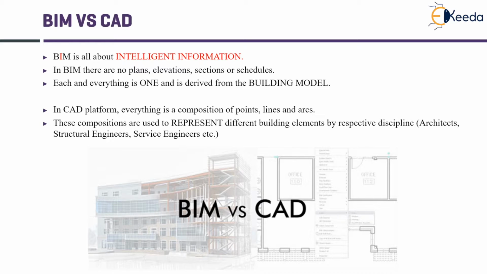However, in BIM, that is Building Information Modeling, there is a building model and it consists of information. Therefore, in BIM, I is the most important thing: intelligent information. In BIM, there are no separate plans, elevations, sections, or schedules. Each and everything is one and is derived from the single building model. This helps to bring about a huge consistency in drawings.